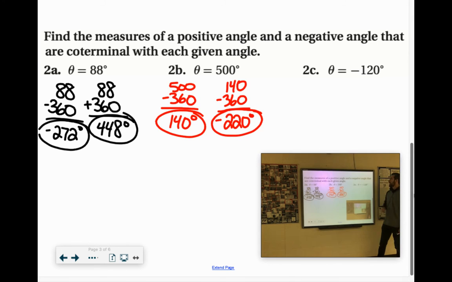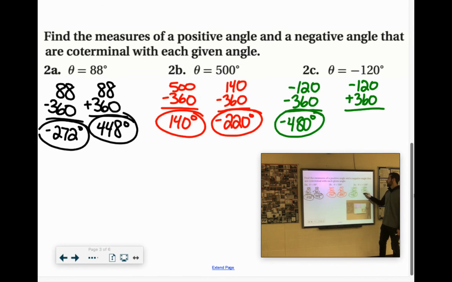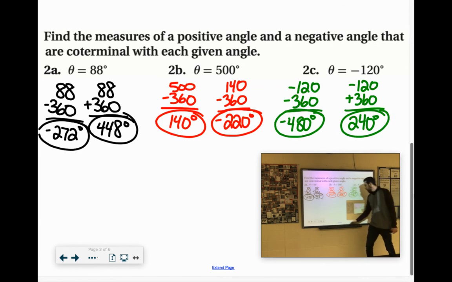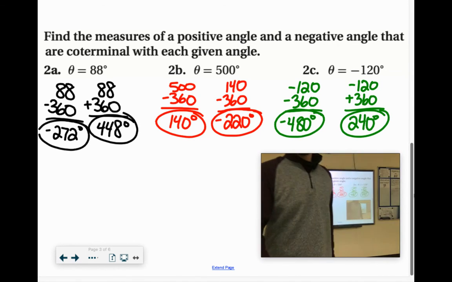Last one, negative 120. It's already negative. So if we want it further negative, we would have to subtract another 360, which will give us negative 480 degrees. If we want a positive version of it, though, we could do negative 120 plus 360, which will give us 240 degrees. These are all of our coterminal angles. Not all of them. Obviously, there's infinite numbers.